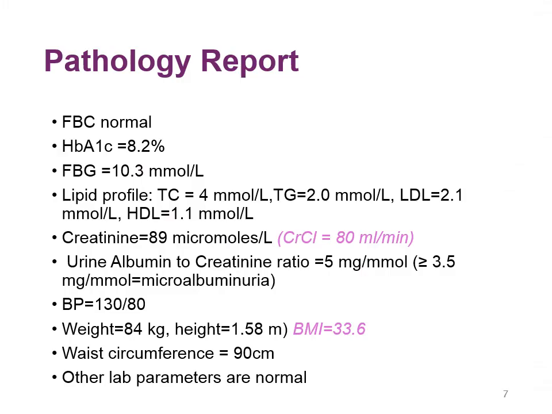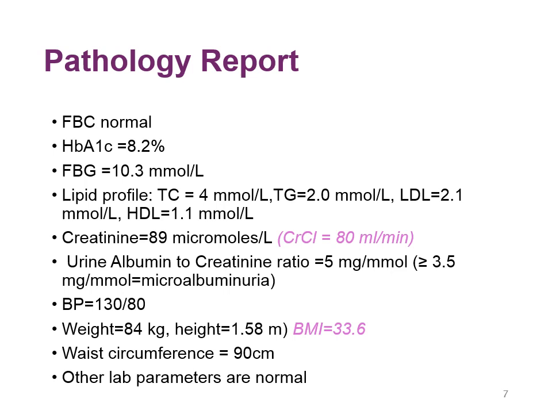So let's look at her pathology report. Her full blood count is normal. HbA1c is 8.2%. Fasting blood glucose is also elevated, 10.3 millimoles per liter. Her lipid profile, triglyceride is elevated, not achieving the target. Creatinine clearance is fine. Her urine albumin to creatinine ratio is 5 milligram, so it is more than the 3.5 milligram per millimole, which means microalbuminuria.